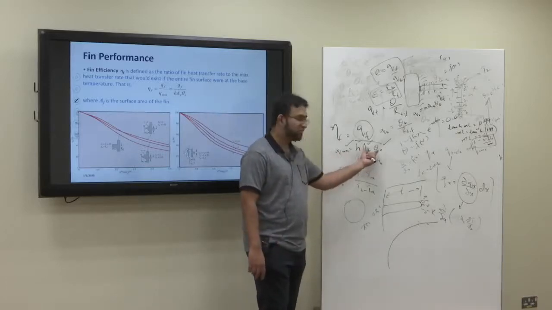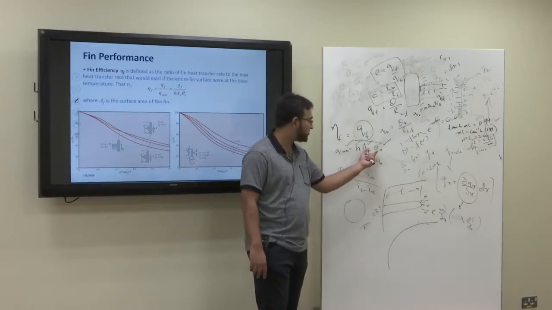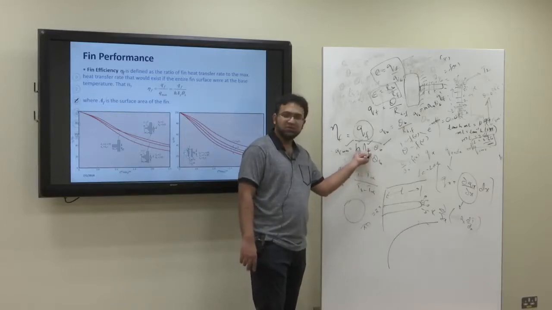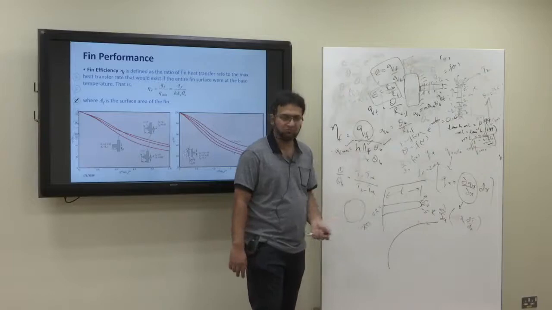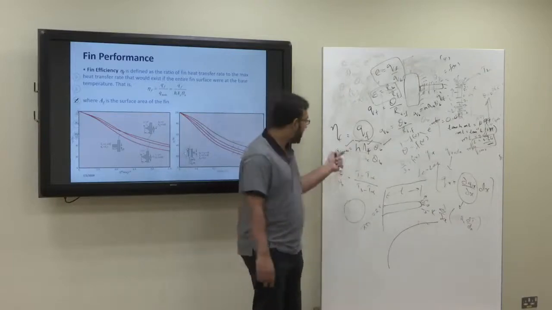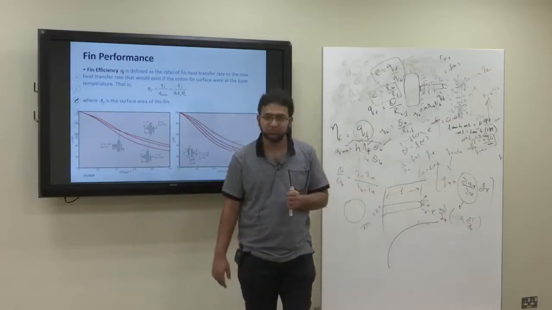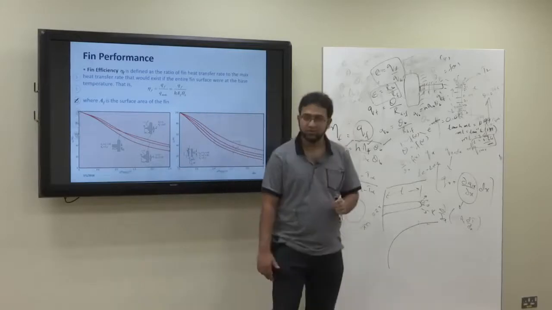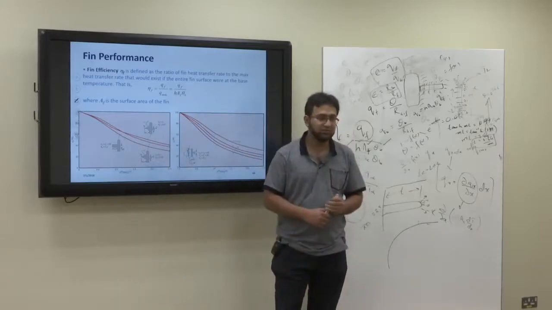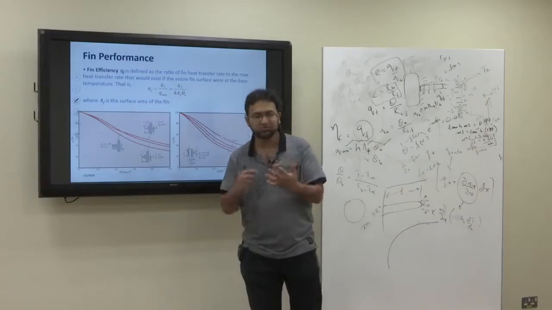Q max is easily known. TB is not changing, T infinity is not changing, the surface area of the fin is known, h is known, so Q max is easily known. So Q max multiplied by the fin efficiency will give you QF. Okay, so that's the use of fin efficiency. Do you understand the concept here?